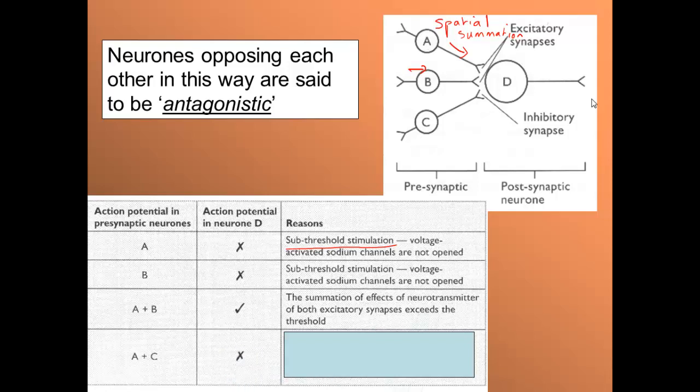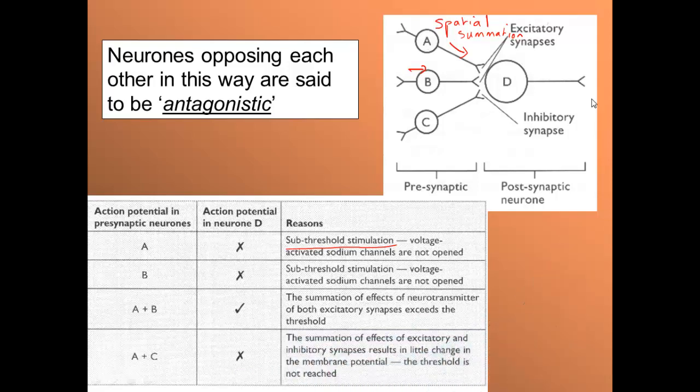A plus C, well, no prize for saying that wouldn't get us up to threshold value. Indeed, it results in little change in the membrane potential, and certainly our threshold value is not reached. Now, the interesting thing would be A plus B plus C. If we had all those three in there, on this principle, probably that wouldn't fire, because C would be enough to inhibit enough of A and B's excitation to prevent summation occurring enough to start an action potential in D.